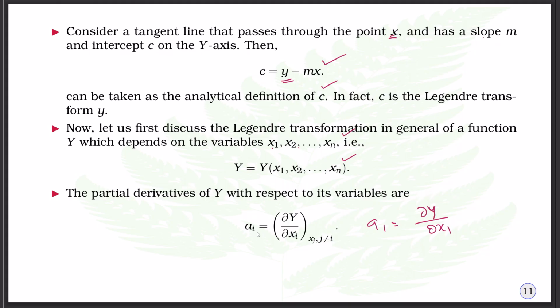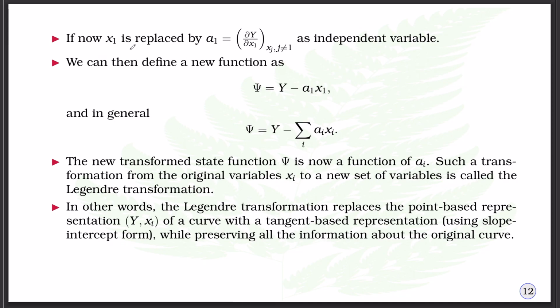Now consider ai equal to dou y by dou xi, where xj, j not equal to i, are held fixed. Now x1 is replaced by a1, that means dou y by dou x1, as the independent variable. We can then define a new function as phi equal to y minus a1 x1. In general, phi can be written as y minus the sum of ai xi, where the sum runs over 1 to n.